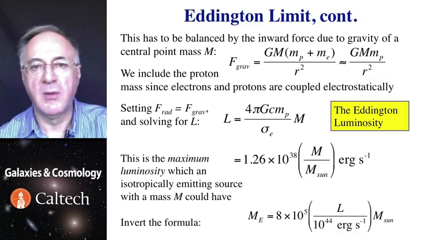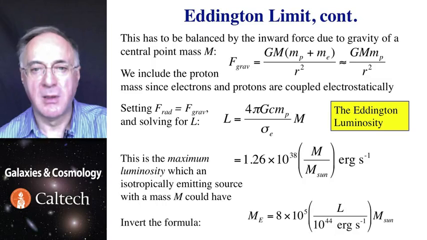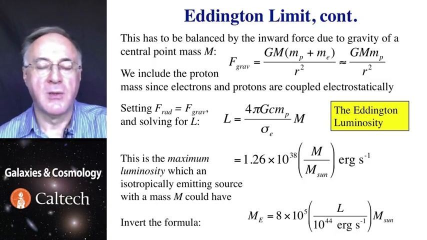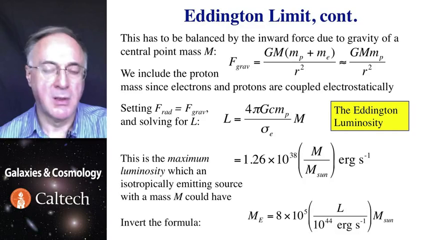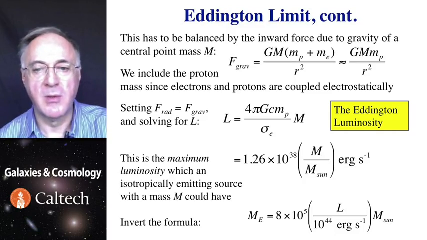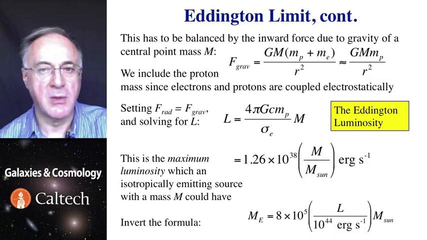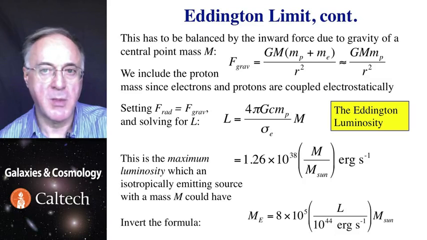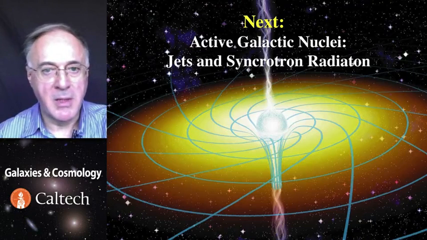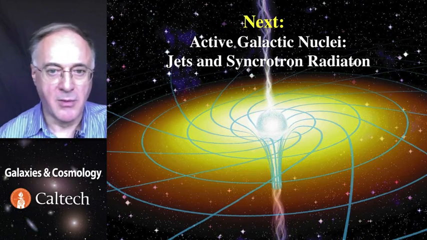And that turns out to be of the order of 10 to the 38 ergs times the mass of the object in solar mass units. So for something like a 10 to the 8 solar mass black hole, the Eddington luminosity will be of the order of 10 to the 46 ergs. Remember that solar luminosity is a few times 10 to the 33 ergs. So that will be of the order of 10 to the 13 solar luminosities. And that's about as much as the most luminous quasars that we do see. Next, we will consider collimated emission from black holes in the form of radio jets and other phenomena associated with them.